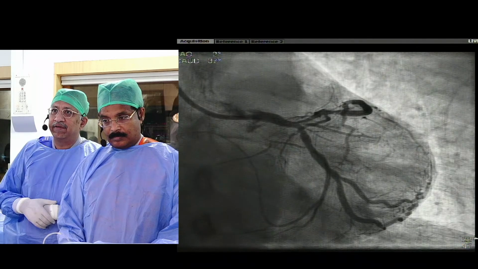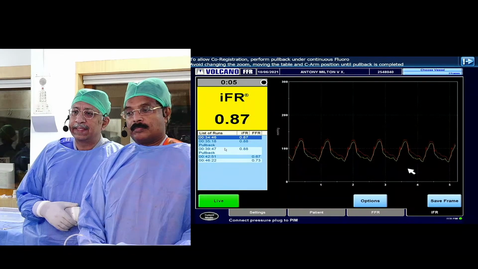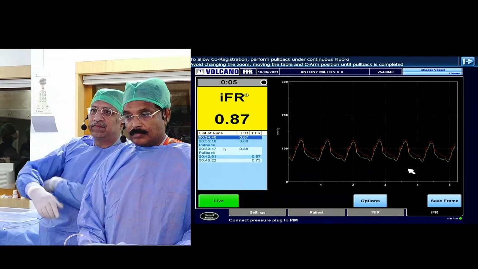So first, let's have a look at what the physiology showed. The iFR was 0.87. Can you go to the next view?